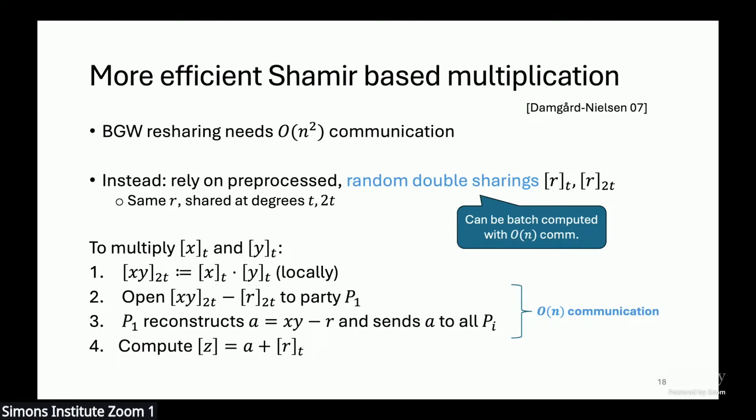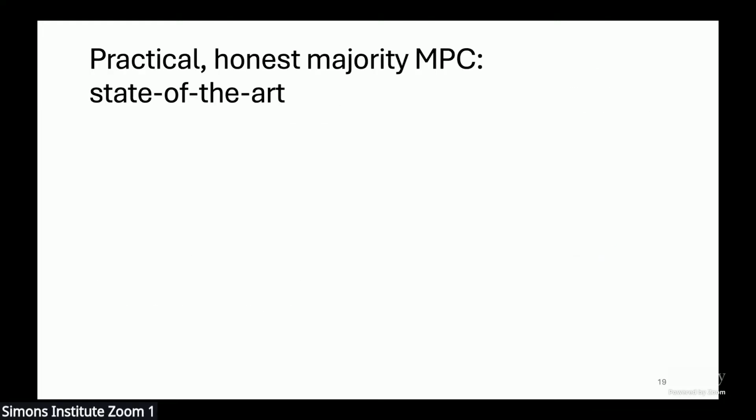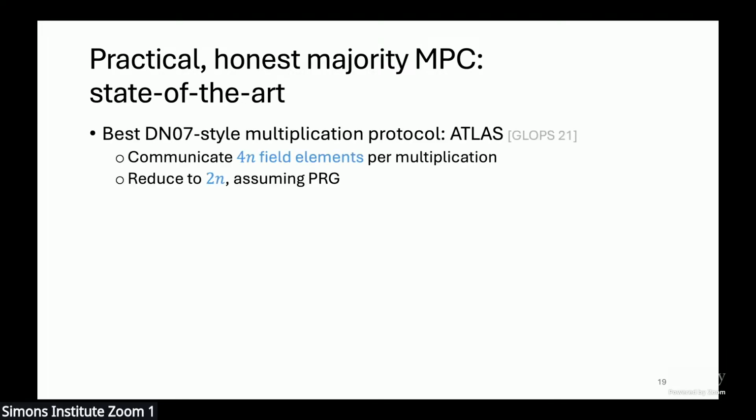Of course, at some point, we have to generate these random double sharings. We need one for every multiplication gate now. But also in the Damgard-Nielsen paper is a really nice trick to pre-process these in a batch using a nice randomness extraction technique to get an amortized linear communication complexity also for these. Okay, so yeah, as I said, this protocol is basically used in the state-of-the-art MPC protocols with some small optimizations and tweaks here and there.